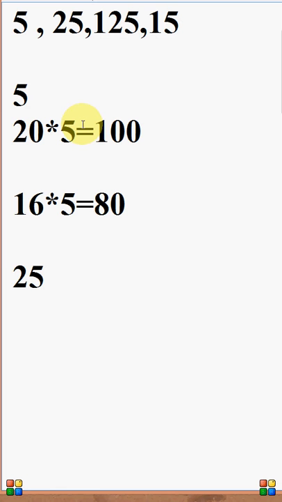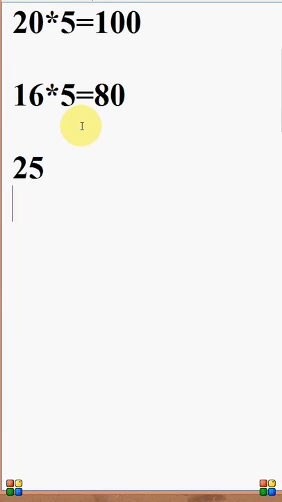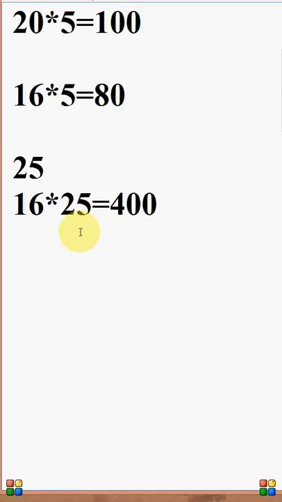Suppose we take an example of multiplying 16 by 25. To do it in your mind, what you will do is divide 16 by 4. That is 4, and add 2 zeros. Simple.